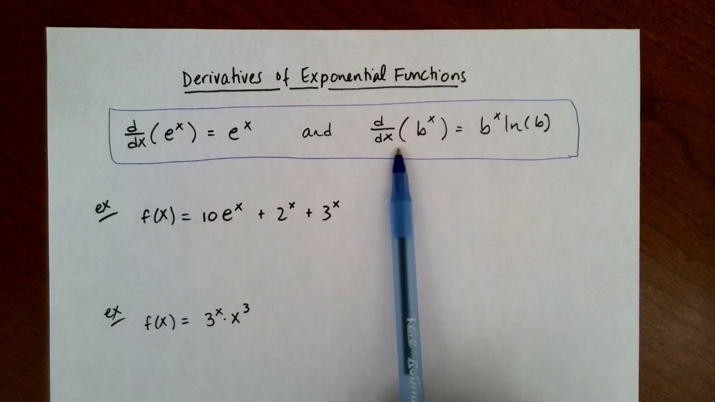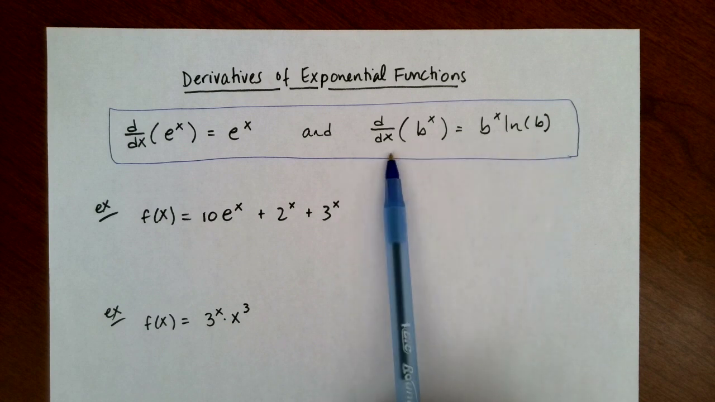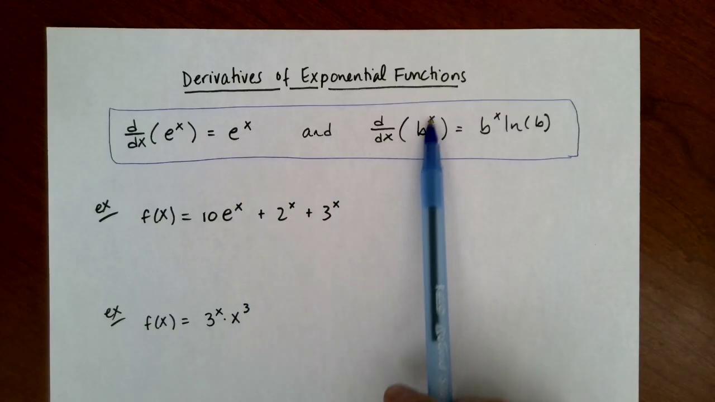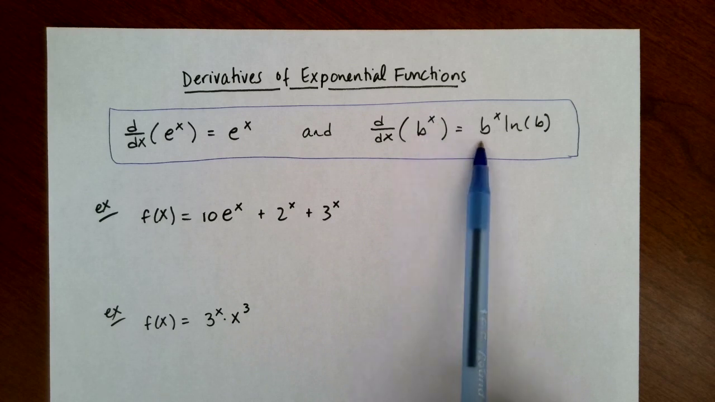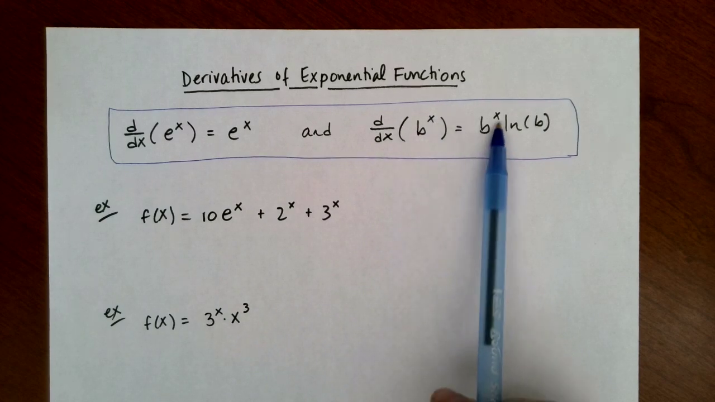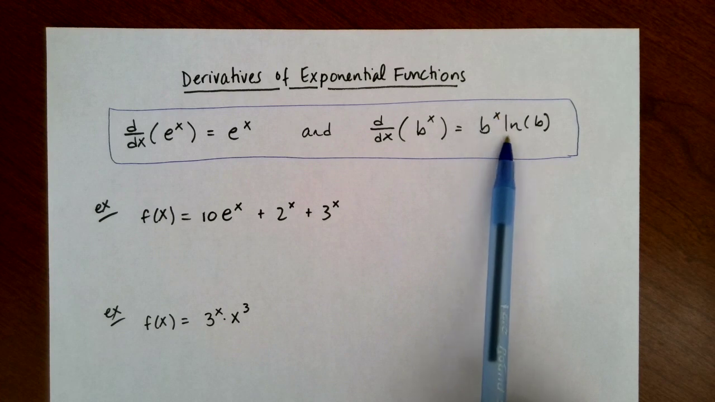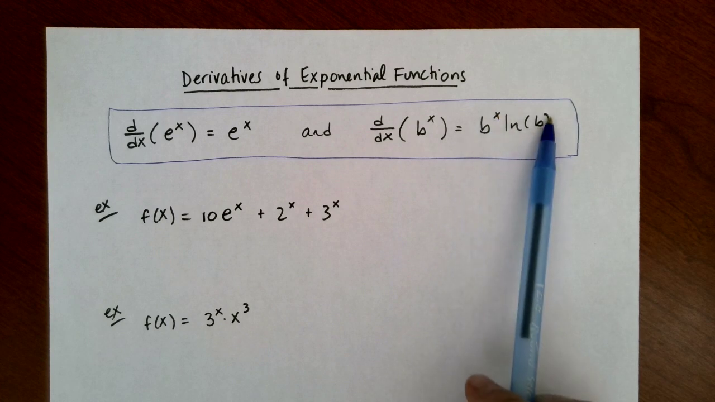And then we also have the larger rule that takes care of every other exponential and actually includes this as well. For anything like 2 to the x, 10 to the x, 4 to the x, any number raised to the x, our derivative will be that same function again, times the natural log of the base number.